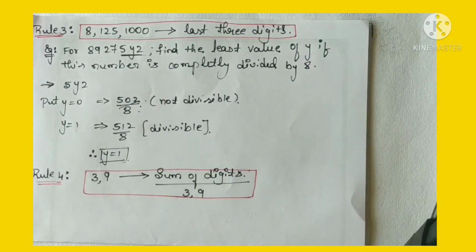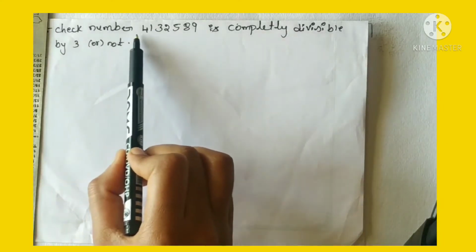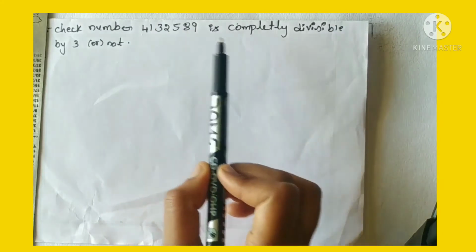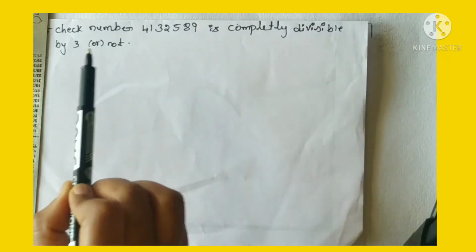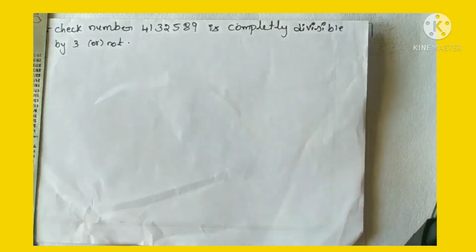Next, we move on to rule number 4. For the numbers 3 and 9, the divisibility rule is that the sum of the digits is divisible by 3 or 9. This is the rule. This also I will explain with the help of an example. The example is given like this. Check whether the number 4132589 is completely divisible by 3 or not.